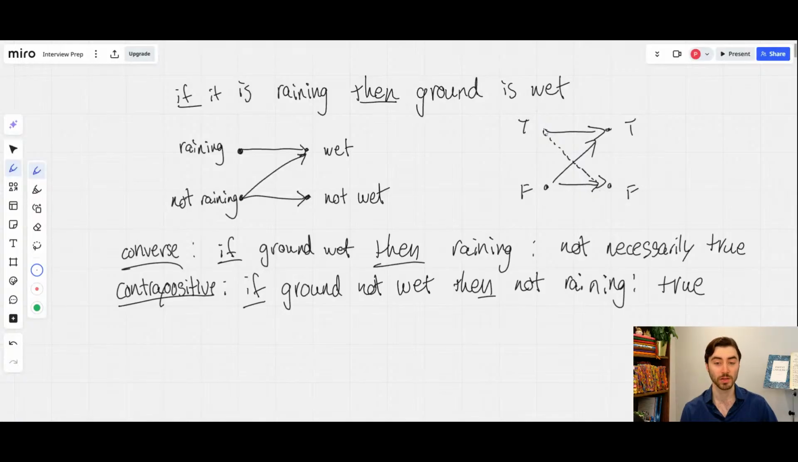But equally, we can talk about the reverse of that, which is if the ground is not wet, then it is raining, and test whether that is true. Now, the statement and this contrapositive are really saying the same thing, which is why they are both true. If it is raining, then the ground is wet means that this dashed cross mapping doesn't exist. And if the ground is not wet, then it is not raining. It means exactly the same thing. It means that this cross term is not there.